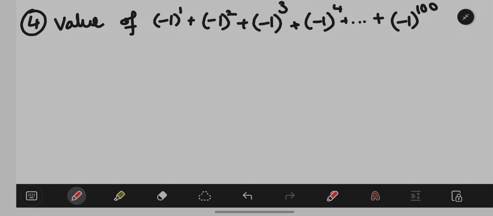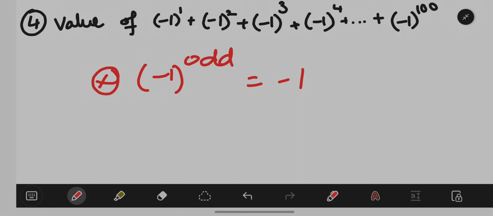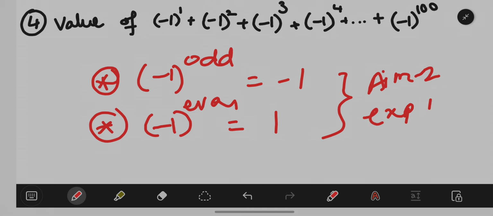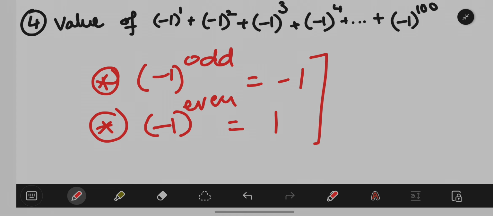See, in a generalized way, we are supposed to use two formulae: minus 1 power odd is minus 1, and the other one is minus 1 power even number is plus 1. These two properties are discussed in the AM2 explanation video, which I have put in the description, check it out. So by using these two properties we are going to solve this problem.